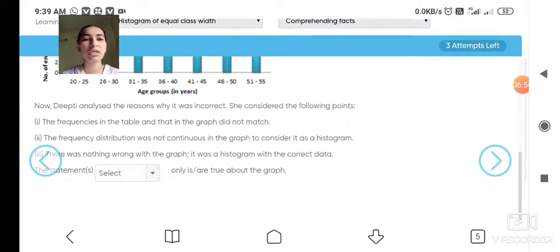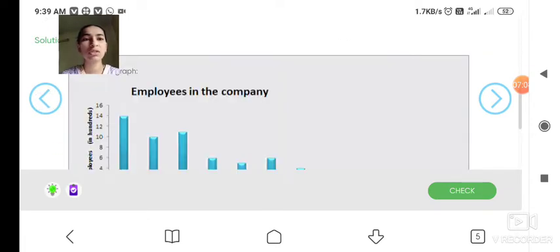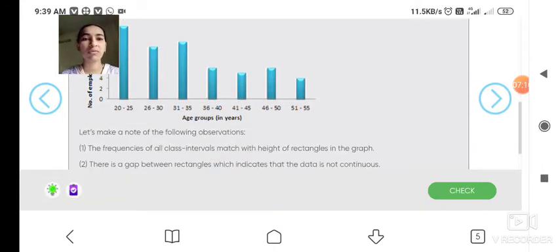This statement is the correct statement. Now out of them, which is the next correct one? Yes students, you can see this is a graph shown by Dipti, but this is a bar graph. Now let's make a note of the following observation.